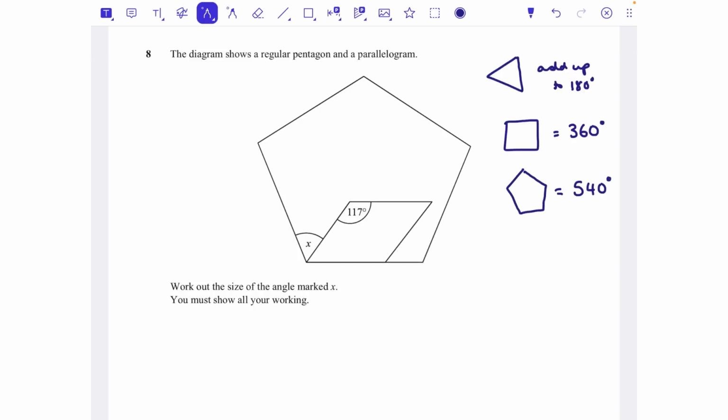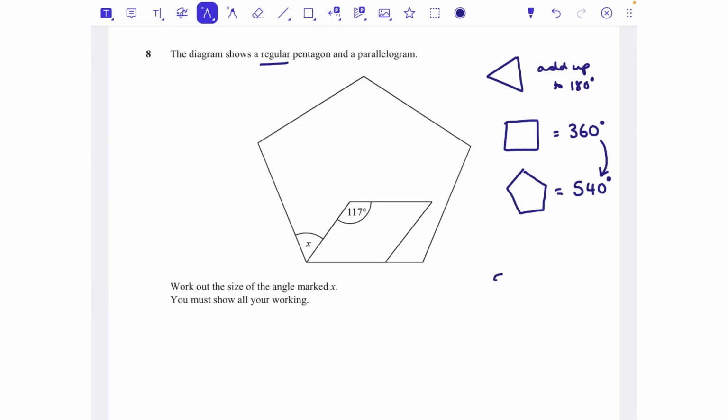So a pentagon is 540. A hexagon would be 720. Now the formula is the number of sides take away 2 times by 180, but I just know 180 bigger than 360 is 540, so for this question I'm happy to just say a pentagon, a 5-sided shape, adds up to 540 degrees. And because it's regular, we know that all of the angles inside the pentagon are the same.